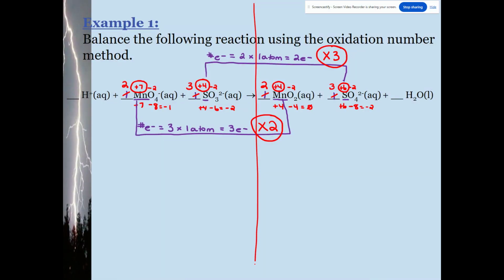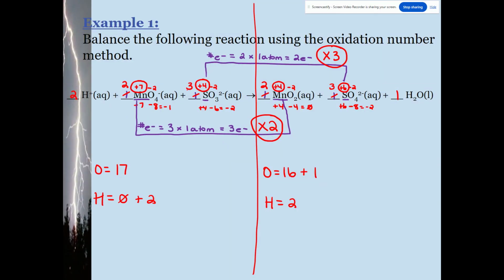Now I just have to look at my oxygens and hydrogens. Okay? On my left-hand side, I have 8 plus 9. I have 17 oxygens on my reactant side. And on my product side, ignore the water to start, I have 4 plus 12 is 16. So I need 1 more oxygen, which means I need 1 water molecule. Then my hydrogens, again, start by ignoring that hydrogen. On the product side, we have 2 hydrogens. And on the reactant side, to start, we have none. So I need to add 2 hydrogen ions. So I put a 2 in front of the hydrogen ion. And now my reaction is balanced.